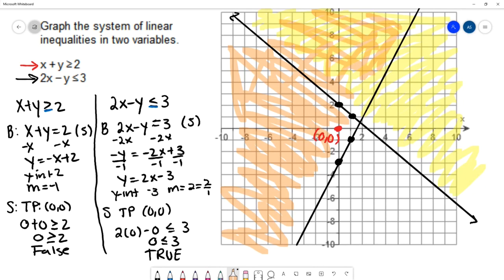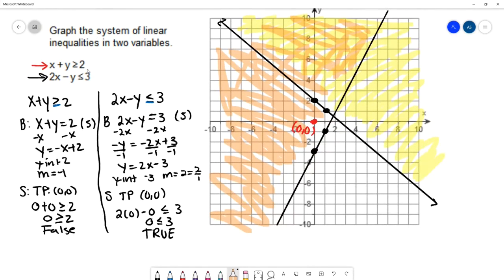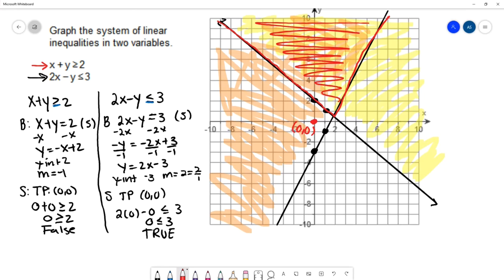Now, when you have a system of any kind, we're going to be looking for the points that are in common with both of them. So that's why we look at this overlap here. So the solution for our system will be the points that are in just this region here where the two shadings overlap, and you would include those boundary points as well because they're solid.